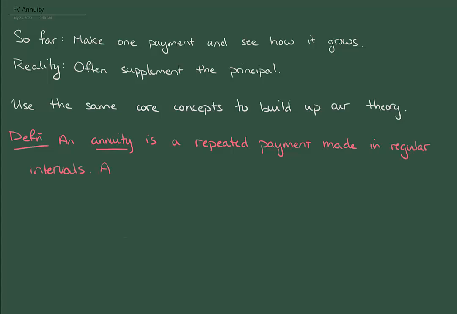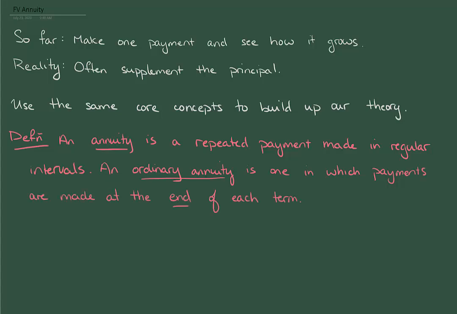The type of annuity that we'll use most often is called an ordinary annuity. This is one in which payments are made at the end of each term. Now, dual to this is an annuity due, and this is an annuity wherein the payments are made at the beginning of each term.